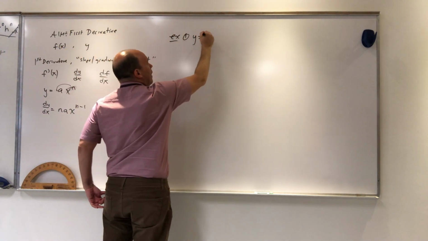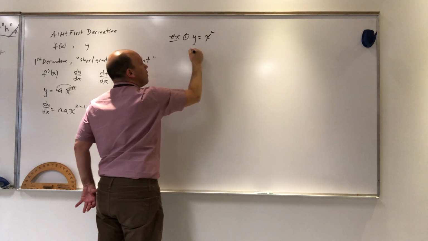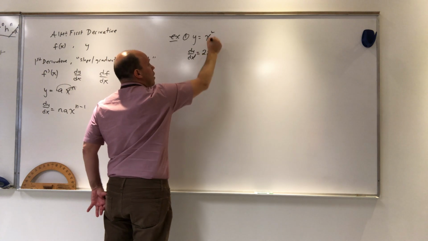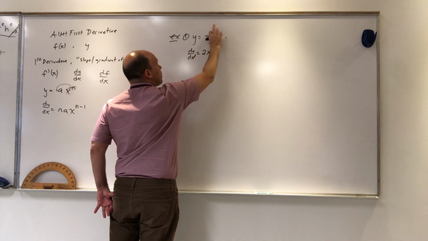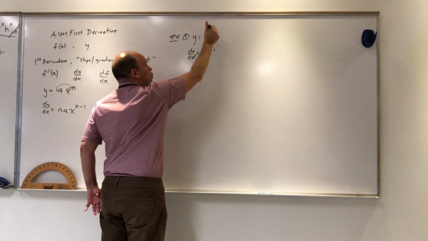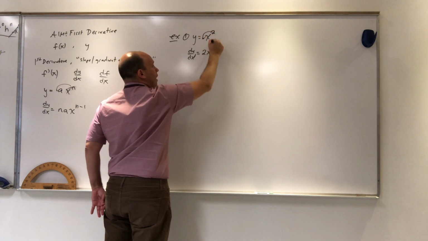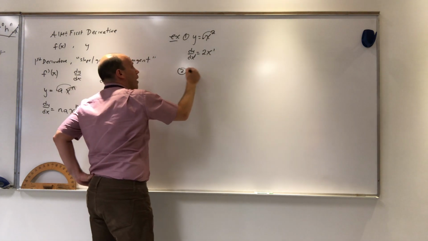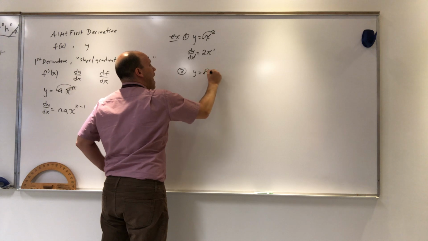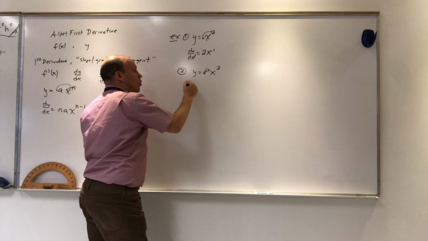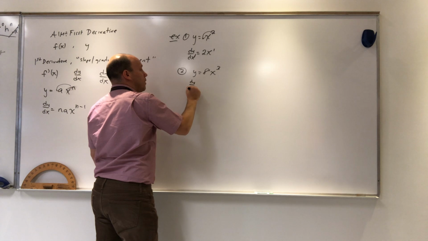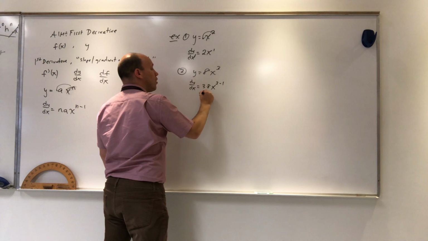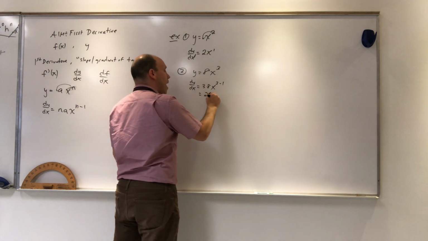For example, y equals x squared. So the derivative is 2x to the first. So we brought the 2 down, and then we subtracted 1 from the exponent. That's it. In other words, let's try 8x cubed. So what's the derivative? Simply bring the 3 down and subtract 1. Final answer, 24x squared.